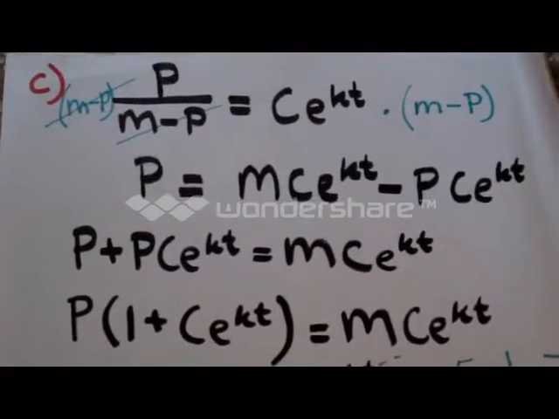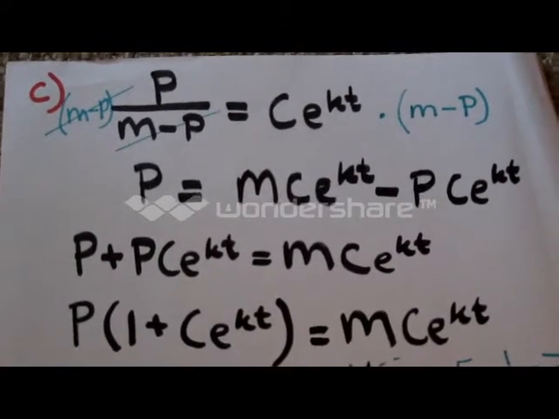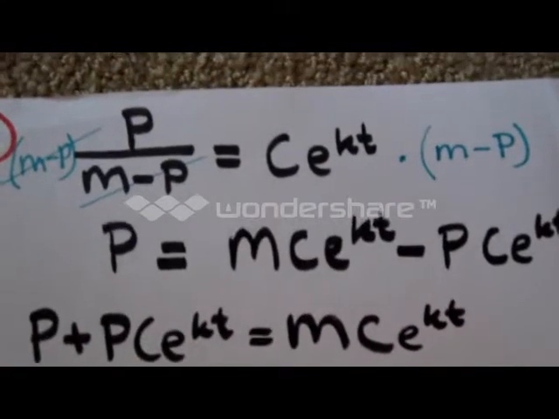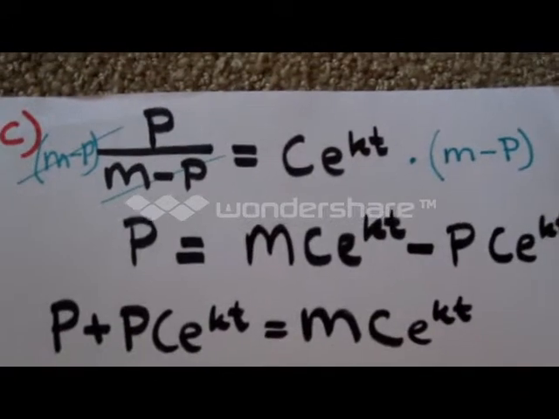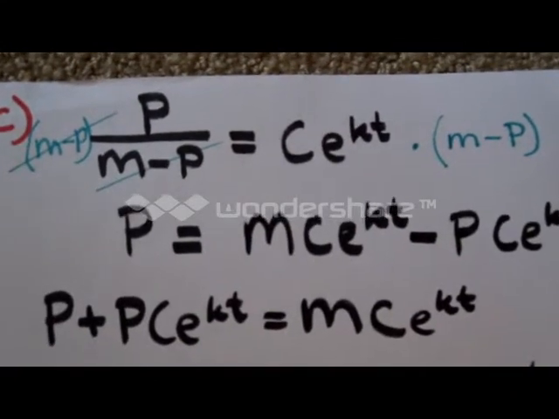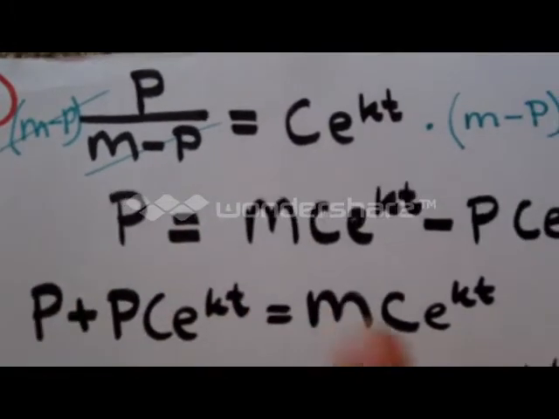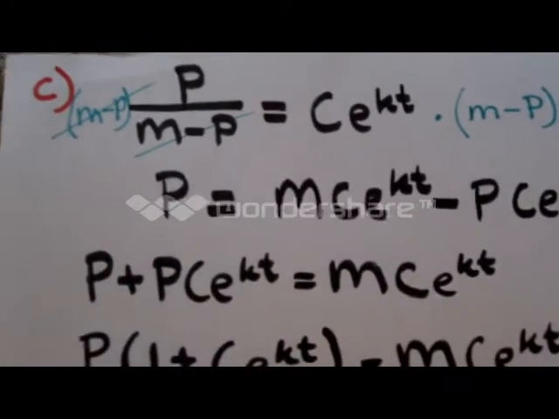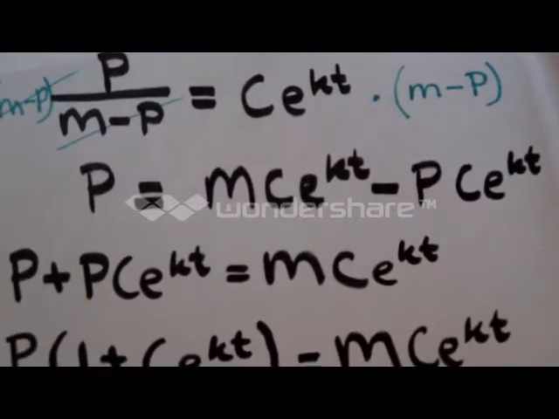Okay, for part C, it asks you to find the logistic equation from the equation that you had just solved for in part B. So you have p over m minus p equals c e to the kt. What you want to get is p by itself, so you need to multiply the denominator of m minus p on both sides so that you can get the top p by itself. So p equals mce to the kt minus pce to the kt.